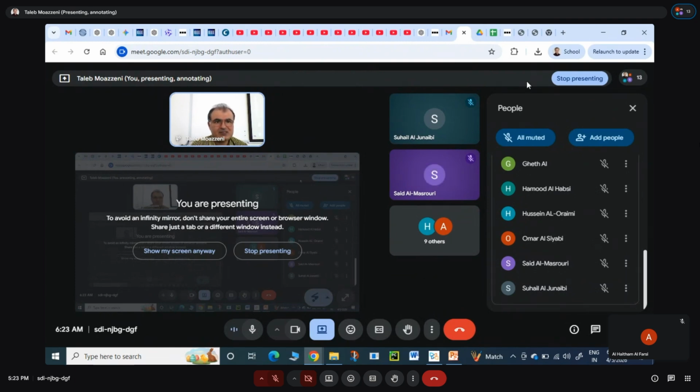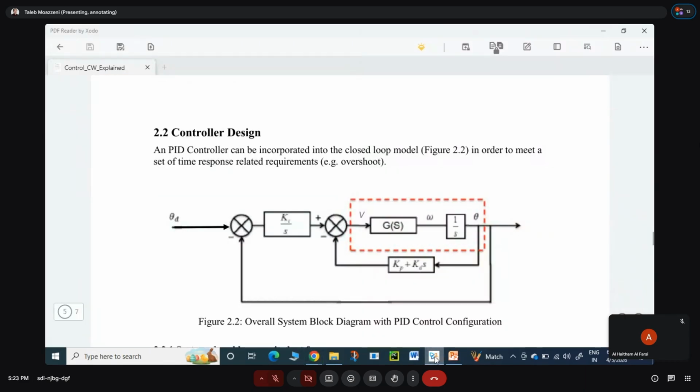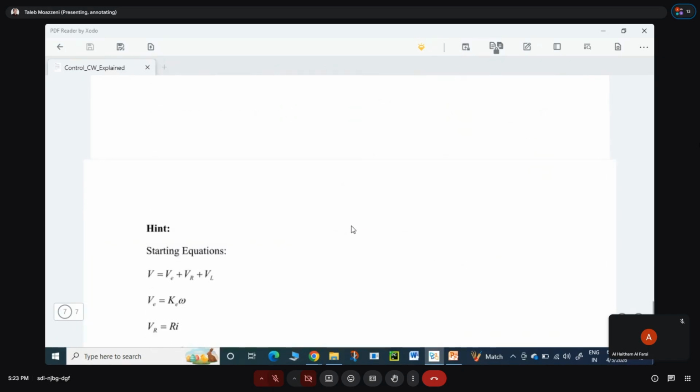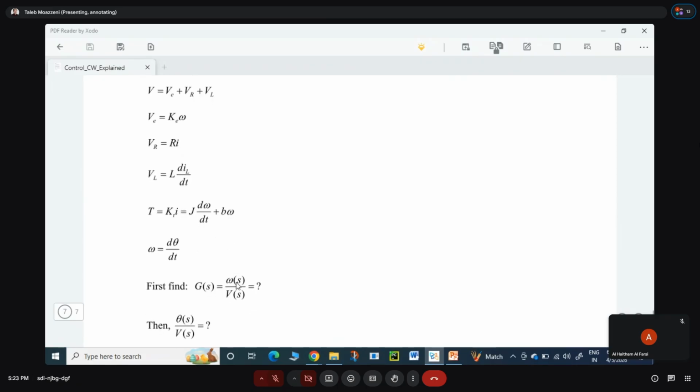It's the same draft. Okay. So first step is G of S. For this G of S, you should find the relationship between omega and V. How to find? Using this equation. V, omega, these are equations. You see here we have I, here we have I. Forget about t because we don't use t. So Kt I equals this omega. So I is here also.